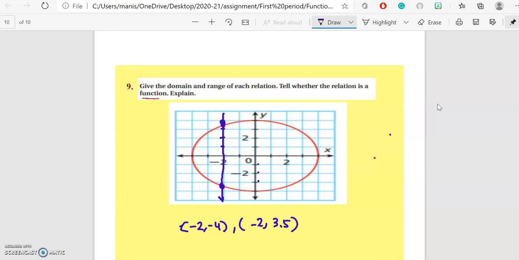So do you see any x values repeating? Yes, x values are repeating. You write over here not a function. So this is how you can find out whether the given relation is a function when you have been given a graph also.